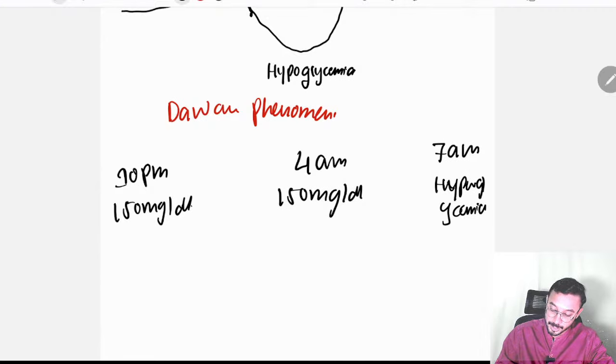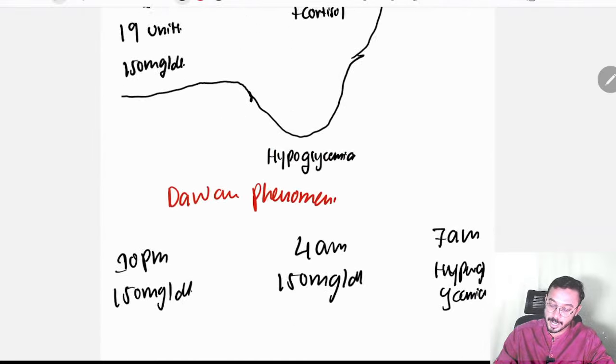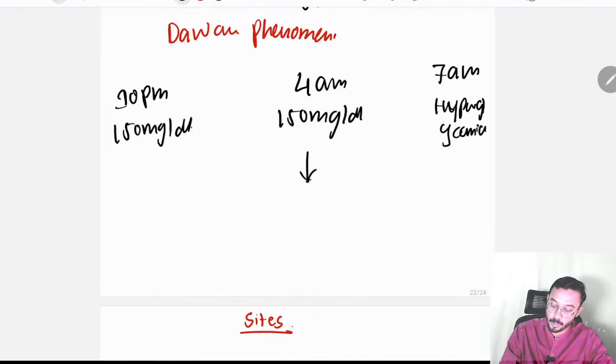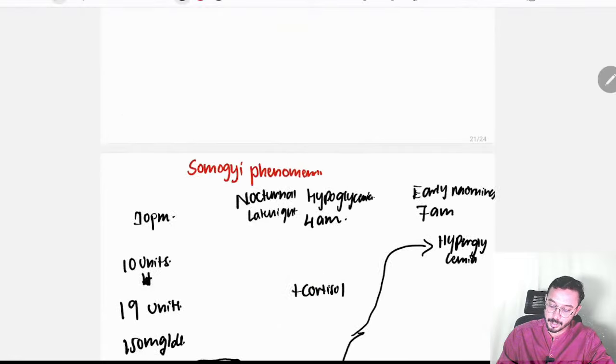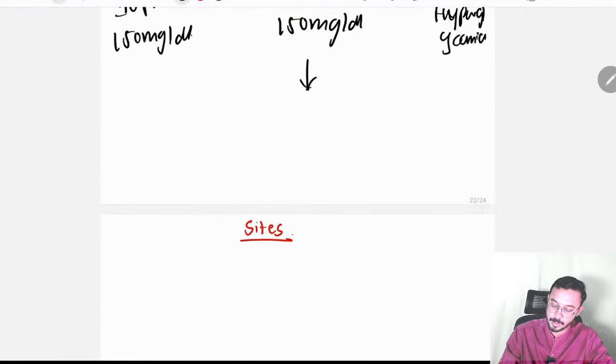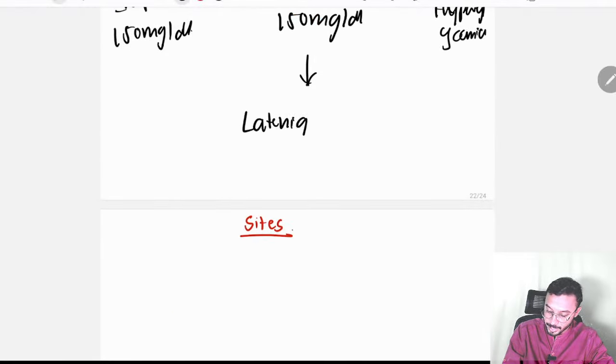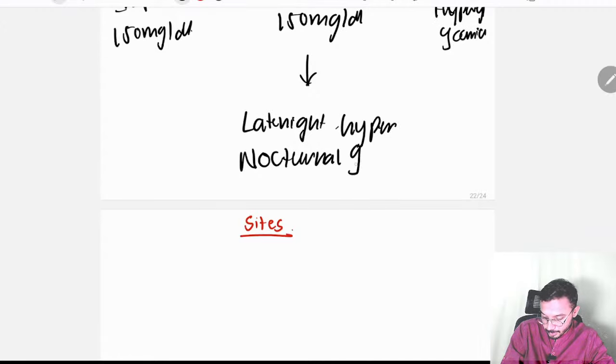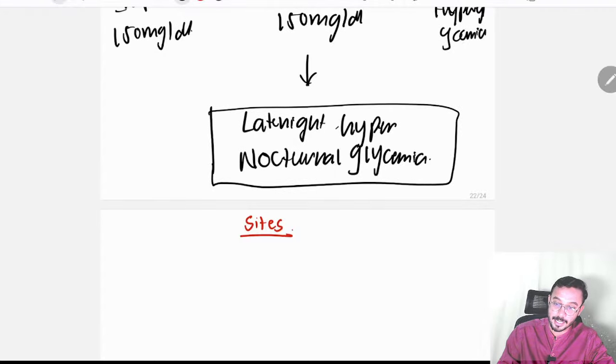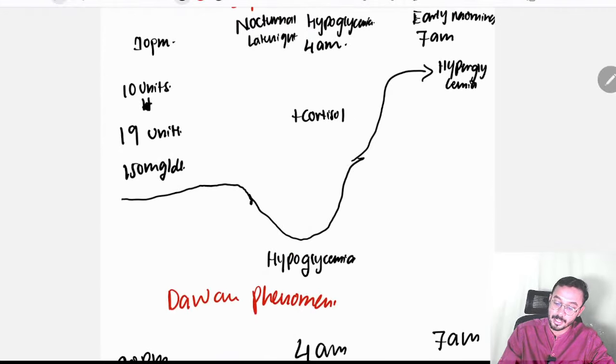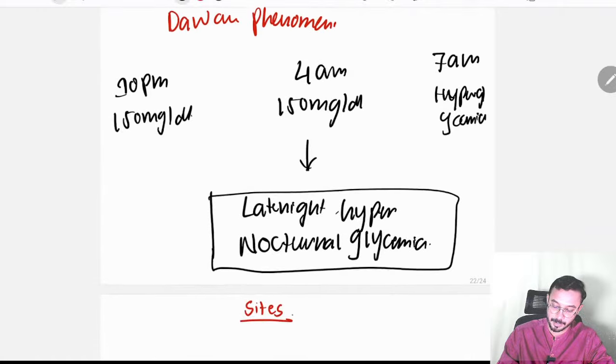So the different factor between Somogyi and dawn is, at 4 a.m., in late night or nocturnal, you will find normal glucose. Okay, nocturnal is the major difference here. Here at night time there is no hypoglycemia, whereas in Somogyi it is hypoglycemia in this patient, right?